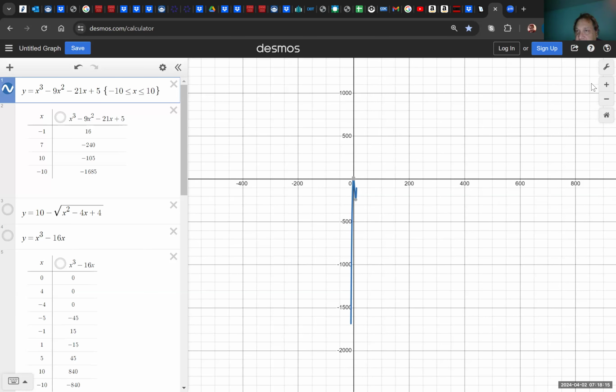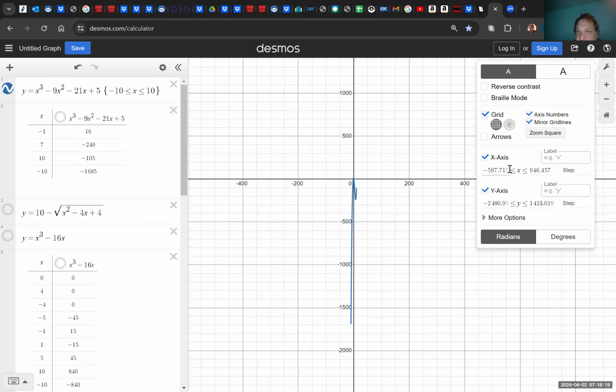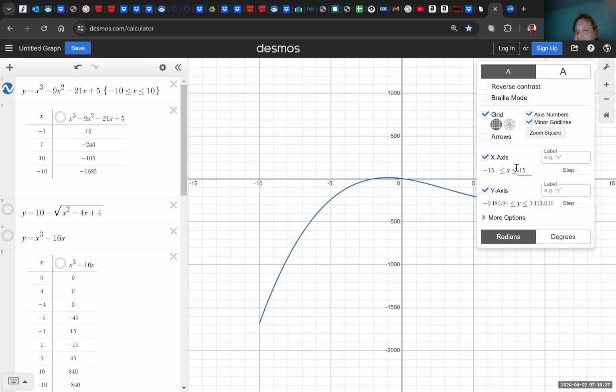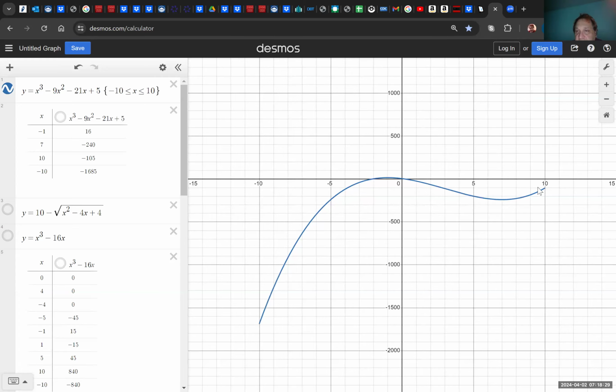So let me change that a little bit. x goes from, well, we'll do it like negative 15 to 15 just to give it a little breathing space so it's not smushed against the edge. So there's negative 15 to 15 in the x direction. So that's the function now.